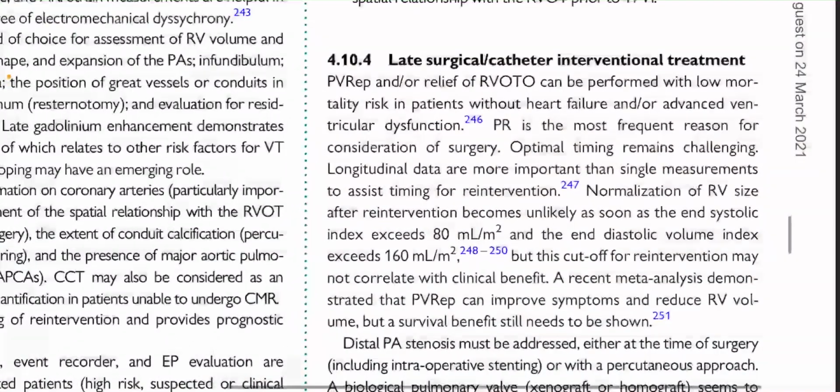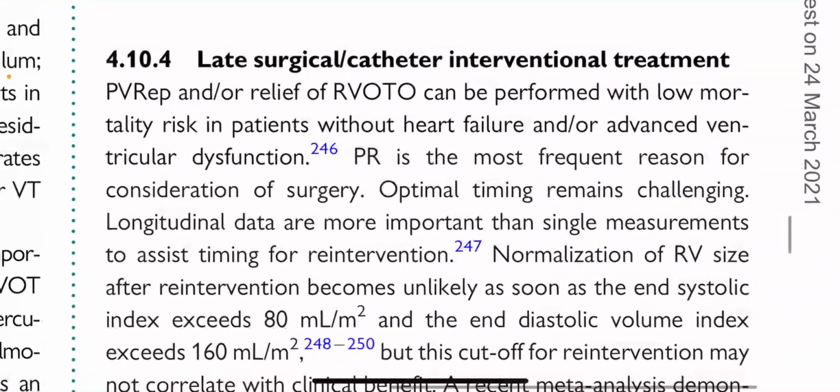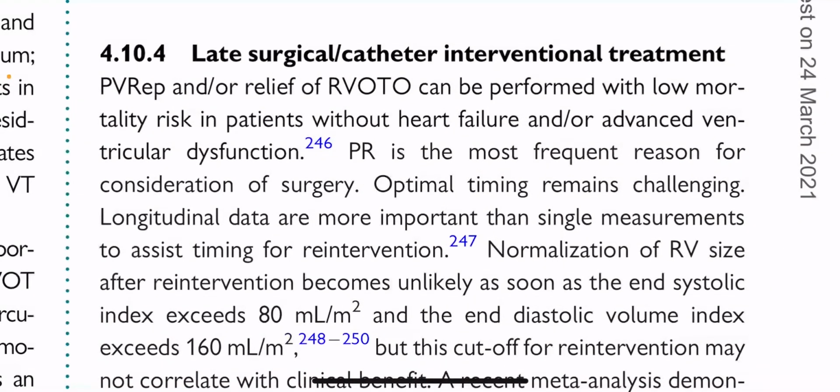This figure shows management of repaired tetralogy of Fallot, long-term complications to address during follow-up. Now, late surgical or catheter intervention treatment. PVR-EP and or relief of RVOT obstruction can be performed with a low mortality risk in patients without heart failure and or advanced ventricular dysfunction. PR is the most frequent reason for consideration of surgery. Optimal timing remains challenging. Longitudinal data are more important than single measurements to assist timing for reintervention.